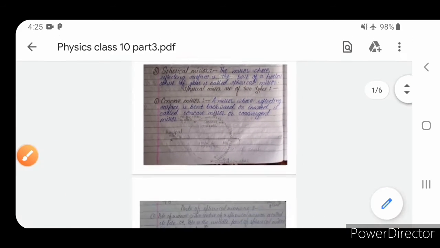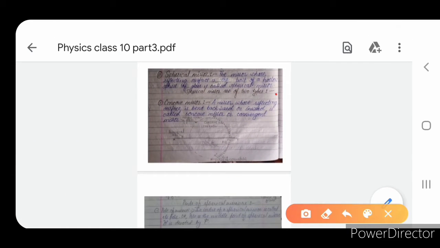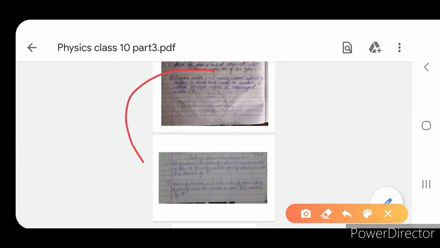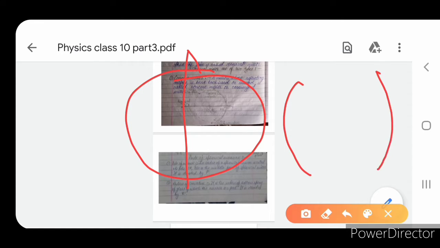Actually, in real practice, let this be a hollow sphere. If we cut this, then two parts will be formed. This is one part and this is the second part. So basically we can say there are two types of spherical mirror. One is the convex mirror, and one is the concave mirror.